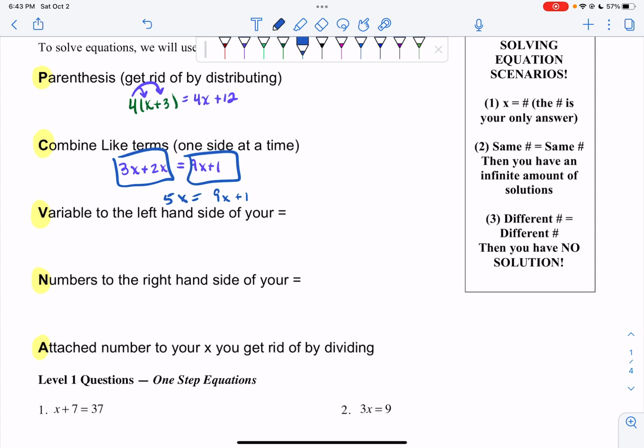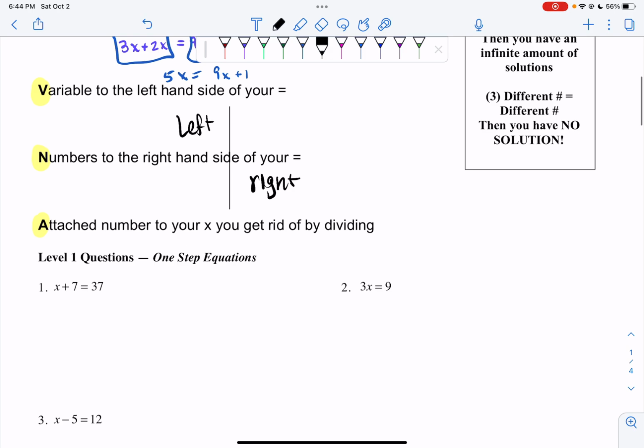V stands for variable to the left-hand side of your equal. N stands for numbers on the right-hand side of your equal. So this is your left. This is your right. And then last but not least, A, the attached number to your x you get rid of by dividing. So if you have a 6x, you divide by 6, and so forth.